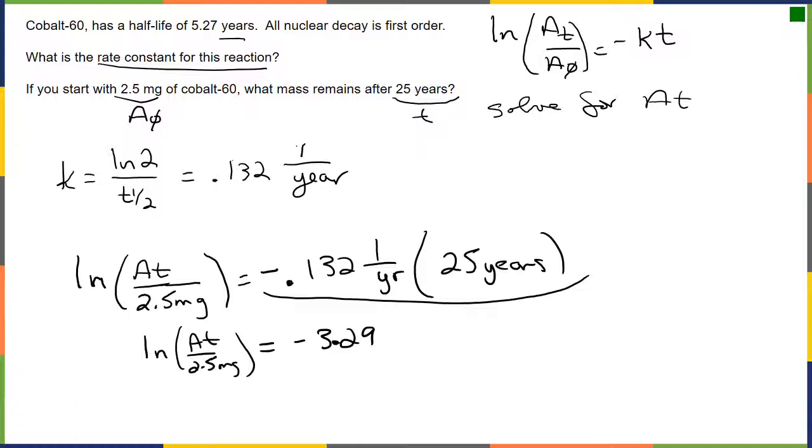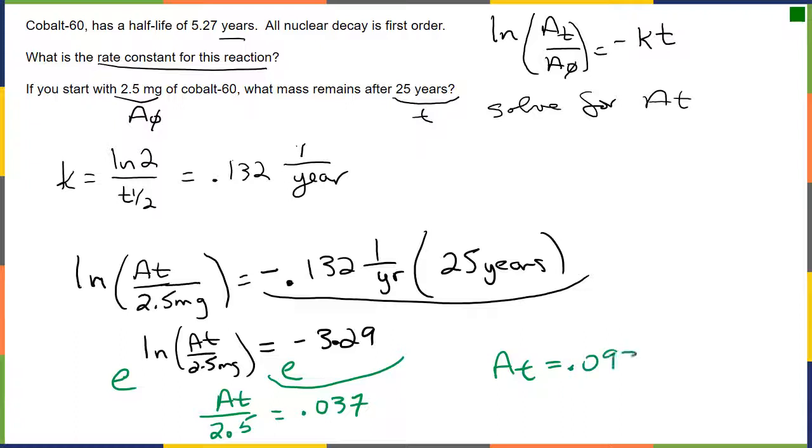We need to get rid of the natural log. To do that, we're going to exponentiate both sides. The exponential of the natural log is going to give us A sub t over 2.5. e to the minus 3.29 works out to be equal to 0.037. And we're going to find out that A sub t is equal to 0.0933 milligrams. Note A sub t is always what's left.